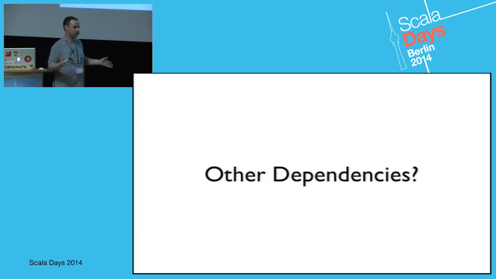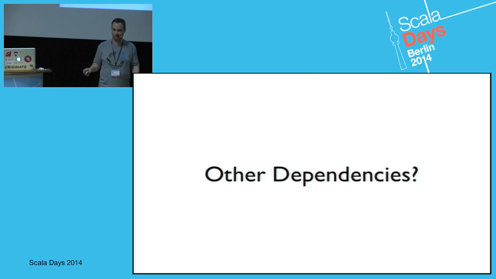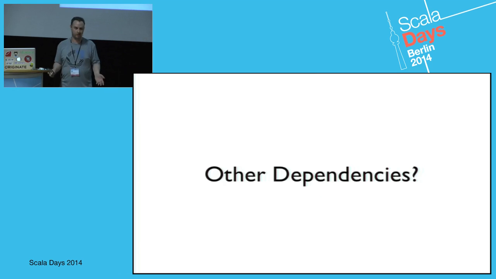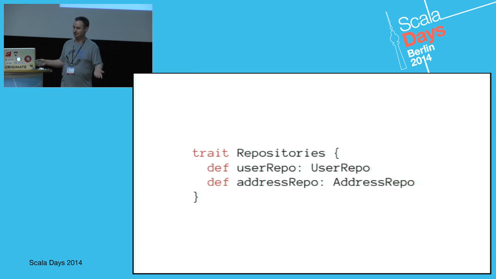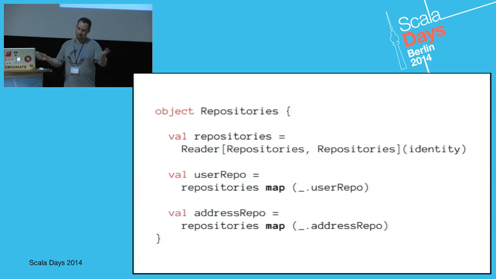So what about other dependencies? I have yet to write an application where the only dependency is a single user repository. So, a reader only takes 1 argument. Well, that's simple enough to solve. Just aggregate the different dependencies. So we can just create a trait like Repositories that contains a number of repositories. And then in a companion object, create again an identity reader that, given a set of repositories, just returns that set of repositories, and then we can create readers for the specific dependencies based on that.